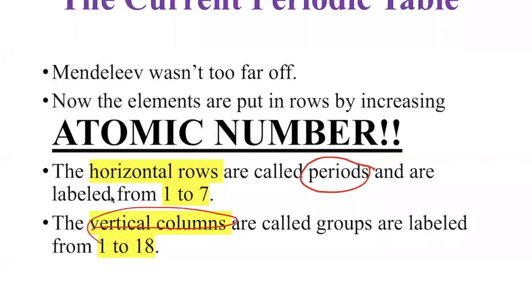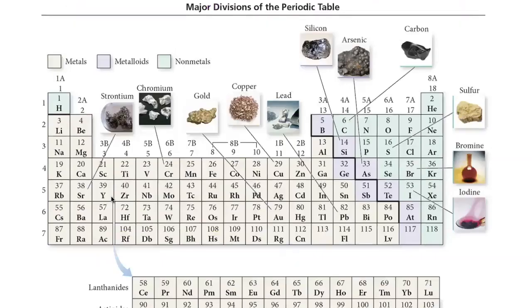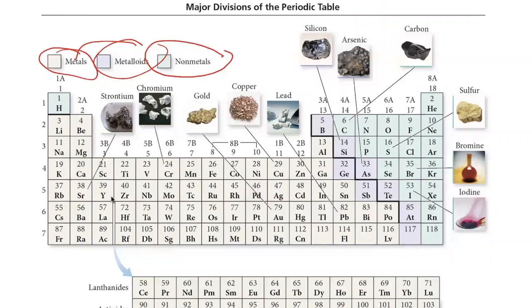We are going to be able to organize the periodic table in different ways. The first way of characterizing the periodic table is by dividing it into 3 major groups: the metals, the non-metals, and the metalloids. Everything you see in this tan color are metals. So the periodic table is mostly metals.